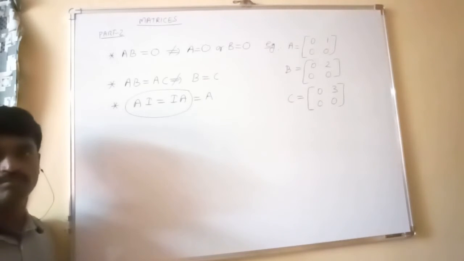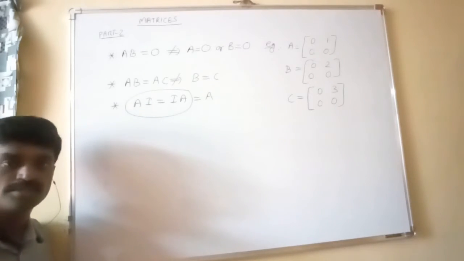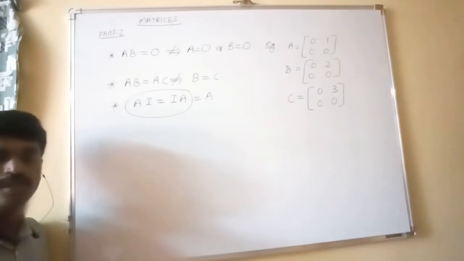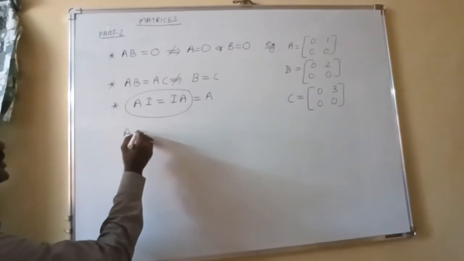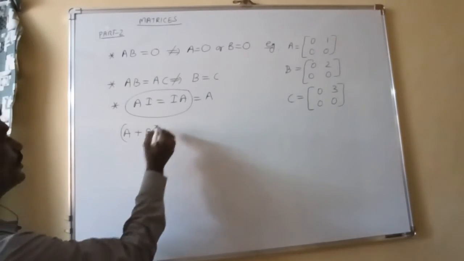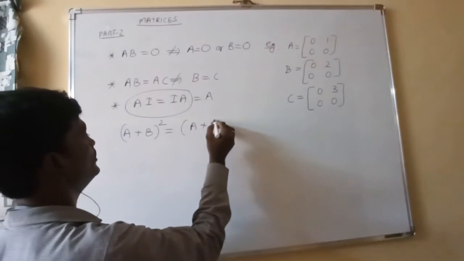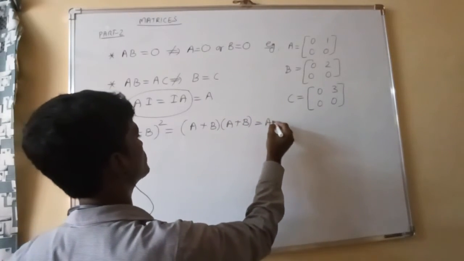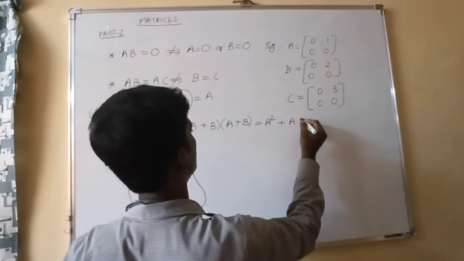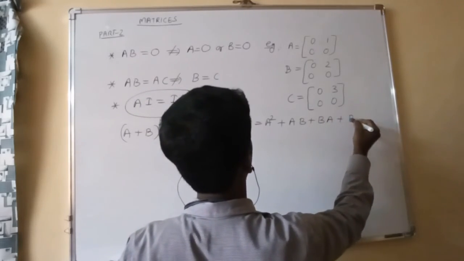Then we know that in general, what is the A plus B whole square formula? In case of real numbers, it is A square plus B square plus 2AB. But in case of matrices, A plus B whole square is not equal to A square plus B square plus 2AB. A plus B whole square can be written as A plus B into A plus B. Then if you multiply, you will get A square plus AB plus BA plus B square.